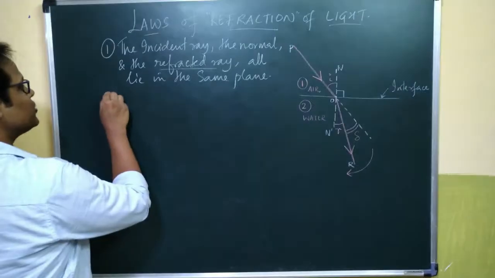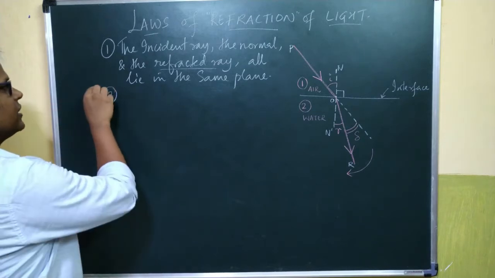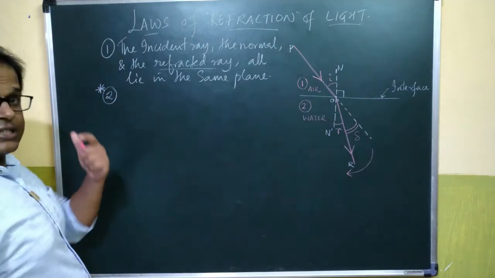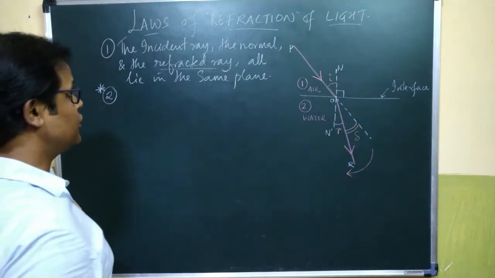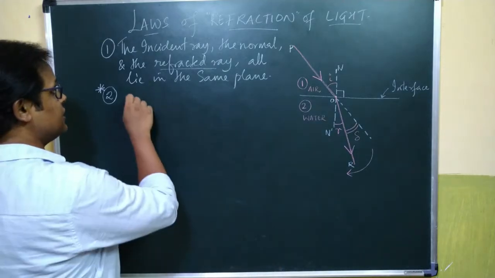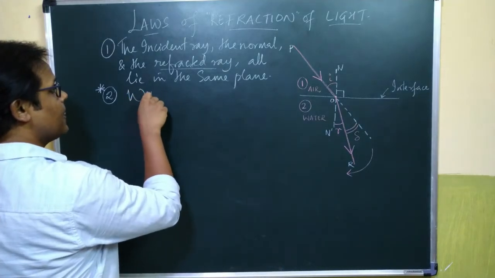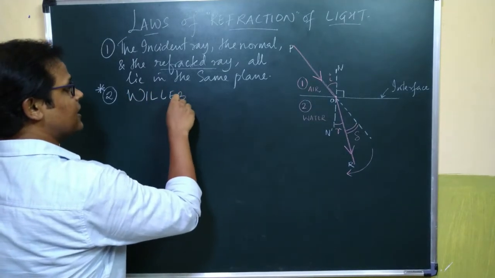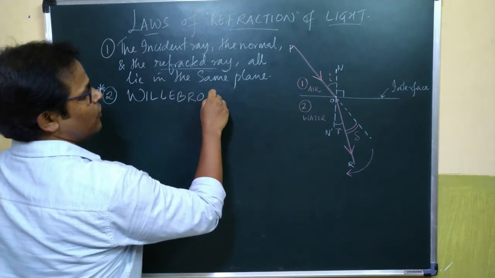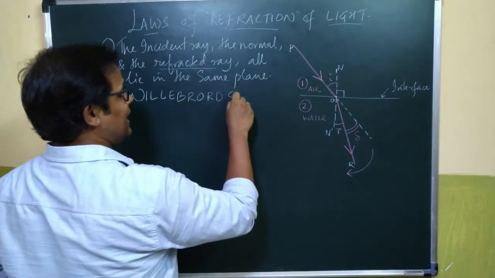Now moving on to the second law, which is very, very important. It was given by a Dutch scientist who proved it for the first time mathematically. His name was Willebrord Snell.